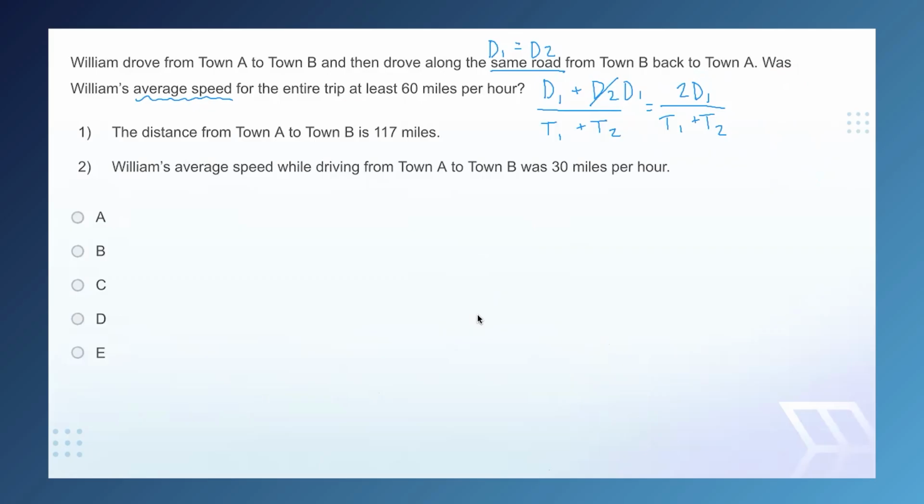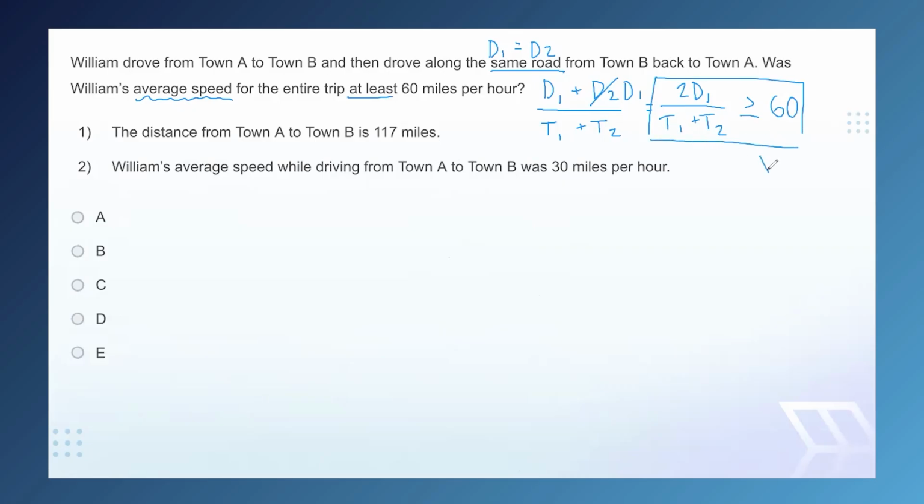Continuing on with my question stem, was William's average speed for the entire trip at least 60 miles per hour? So this at least tells me that I don't actually have an average speed equation. I have an average speed inequality. Is my expression for average speed going to be greater than or equal to at least 60 miles per hour?